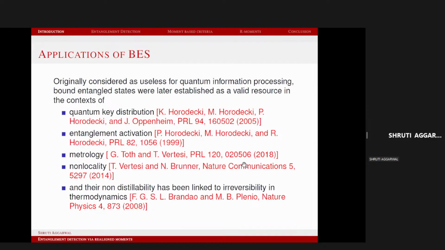Originally, bound entangled states were considered not very useful in quantum information processing tasks, but later it was established as a valid resource. Some of the applications of bound entangled states are in quantum key distribution, entanglement activation, metrology, and non-locality, and the non-distillability feature has also been linked to the irreversibility in thermodynamics.